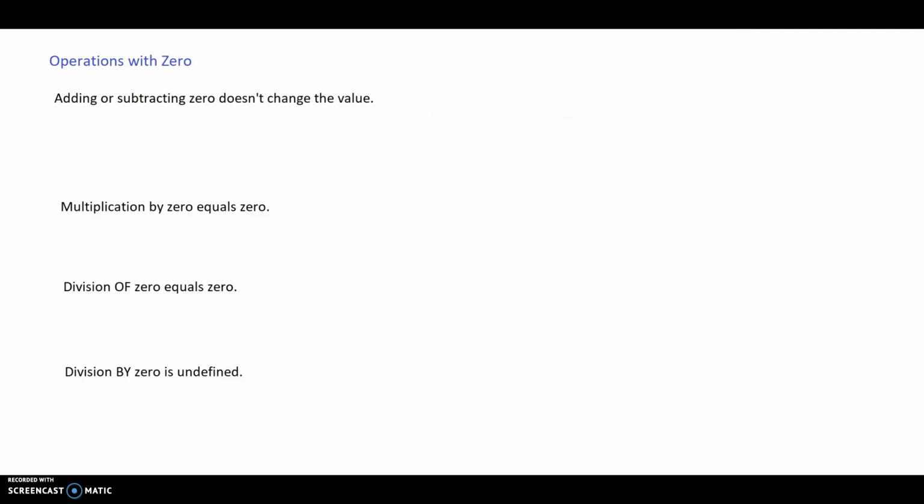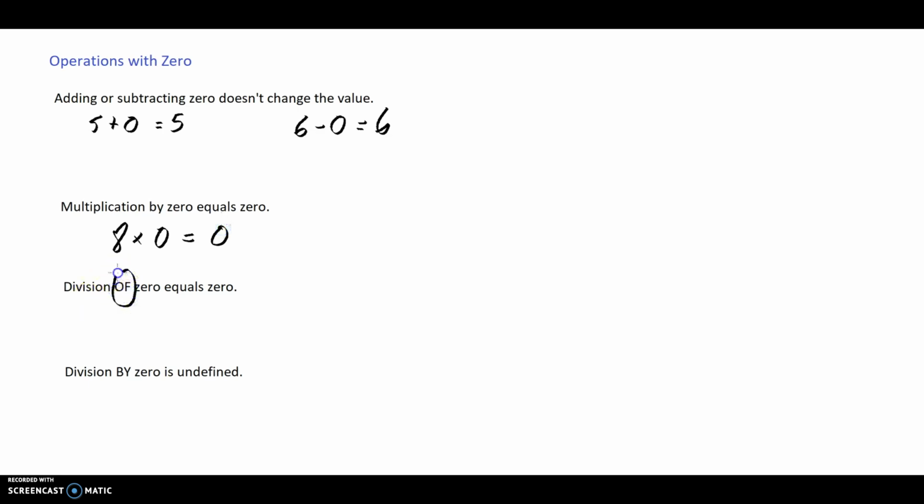Okay, last we want to take a look at operations with 0. Adding or subtracting 0 doesn't change a value, and so that's probably pretty obvious. 5 plus 0 equals 5. The 0 doesn't change it. 6 subtract 0 is still 6. So addition and subtraction of 0 doesn't change a value. Multiplication by 0 equals 0. So that's something you've probably seen too. 8 times 0 is equal to 0.